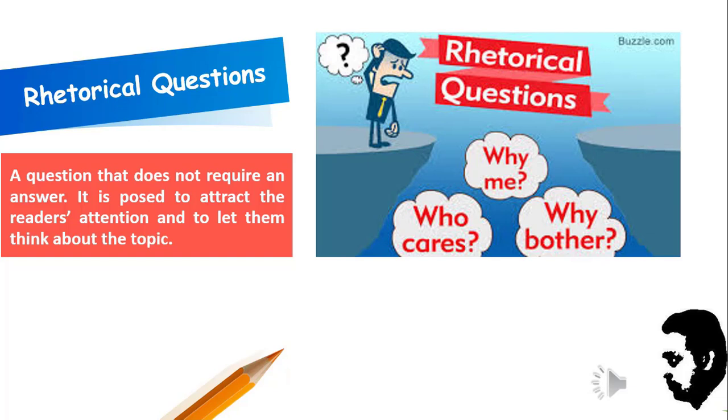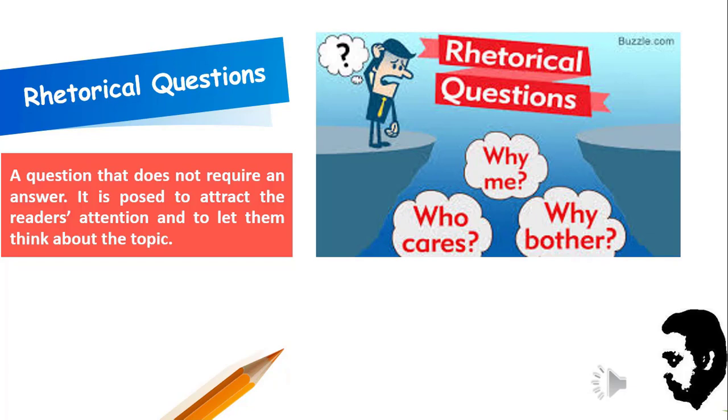Rhetorical questions. Using rhetorical questions in persuasive texts usually takes place at the beginning. They can be used anywhere in the text, though. This leads us to ask a question. What's a rhetorical question? A rhetorical question is a type of question that does not require an answer. It's posed mainly to capture or attract the reader's attention and to let them think about the topic.